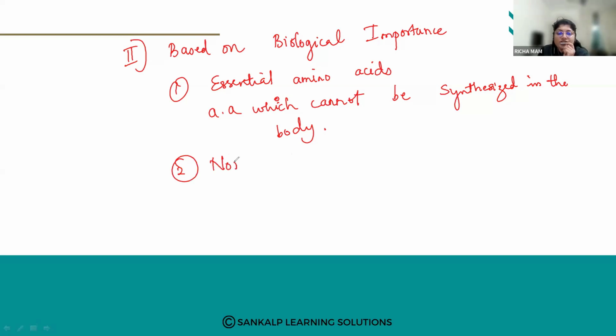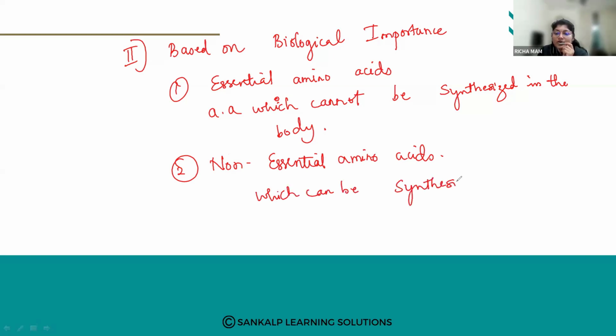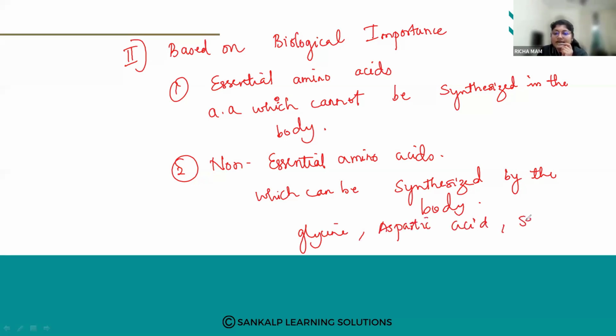The second one is non-essential amino acids. Non-essential amino acids can be synthesized in our body. What are the examples? The examples are glycine, aspartic acid, serine, cysteine. So these are the examples of non-essential amino acids. Please make a note of these. What are essential amino acids and what are non-essential amino acids?